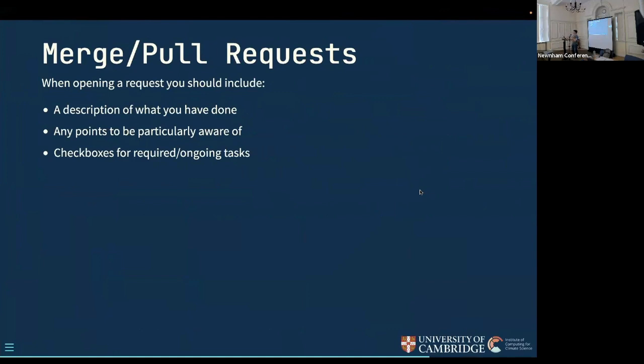So some good things to have in there. A description of what you've done. Don't just open an empty pull request assuming whoever's going to look at it knows what's happened. If there's quite a lot of code in there, which there might be within scientific work, try and provide some kind of summary, some kind of references. If you've got any points that you want people to be particularly aware of, any particular gotchas or things that might be hard to understand, it's useful to include that.